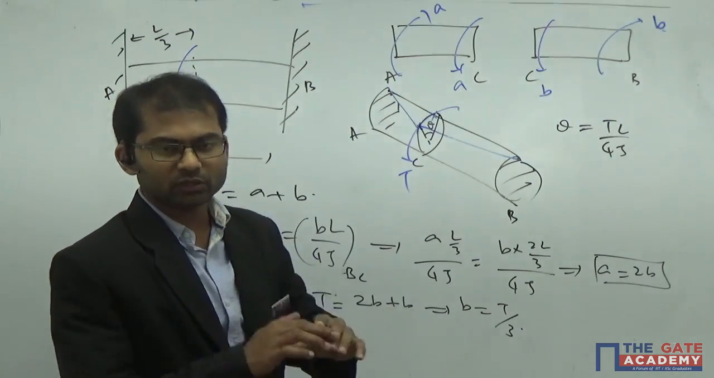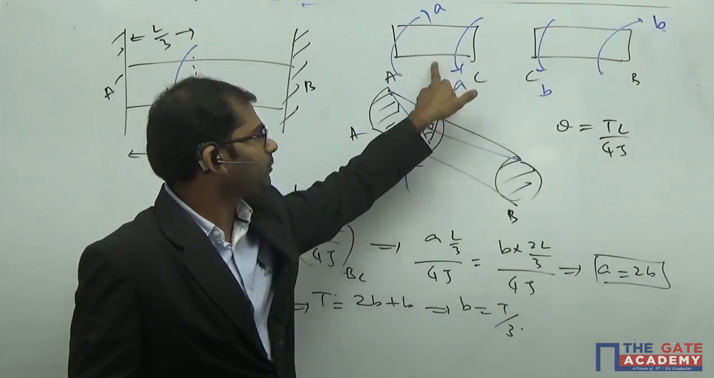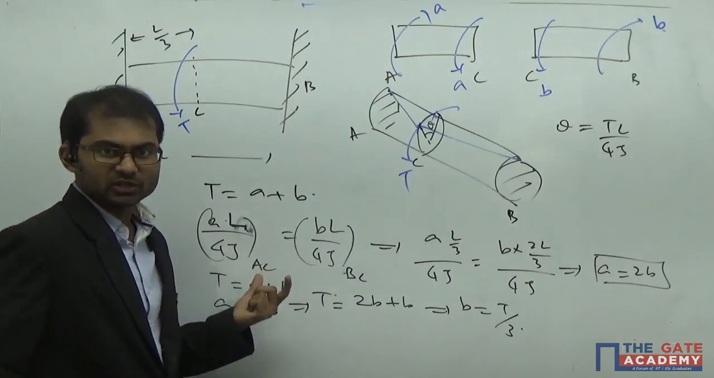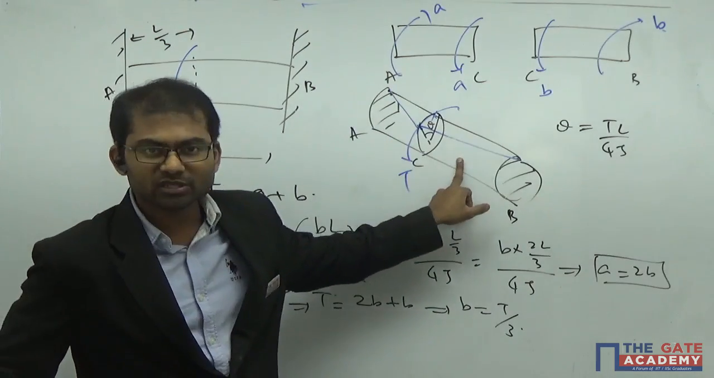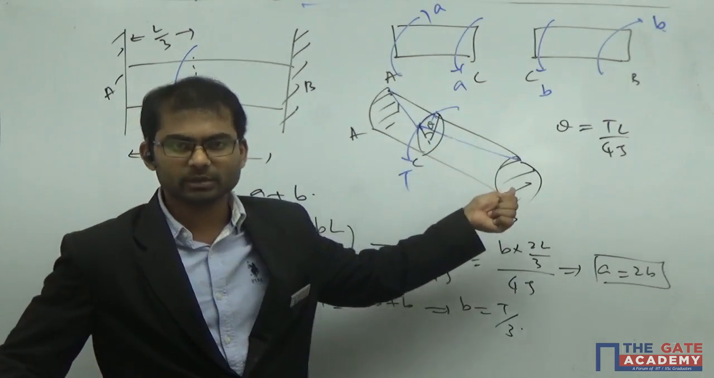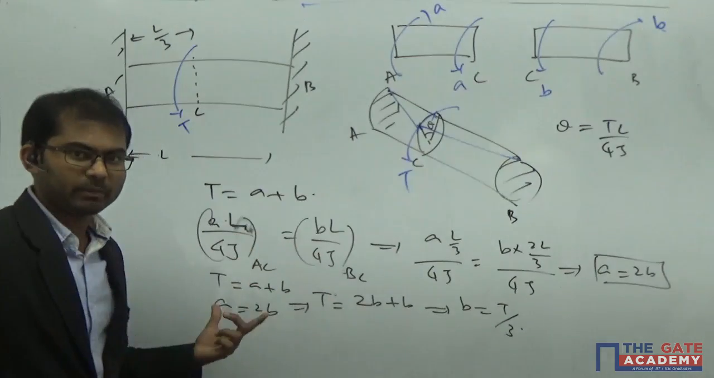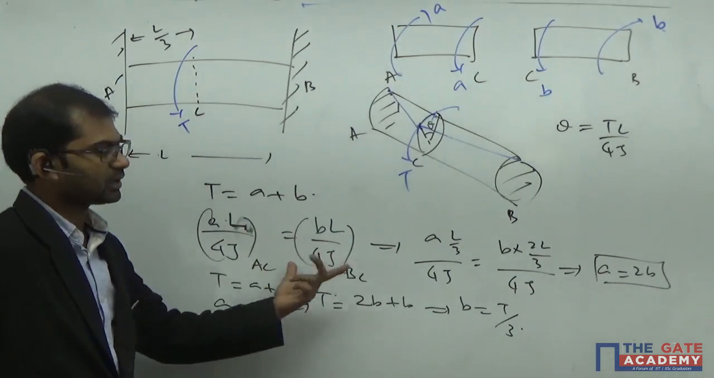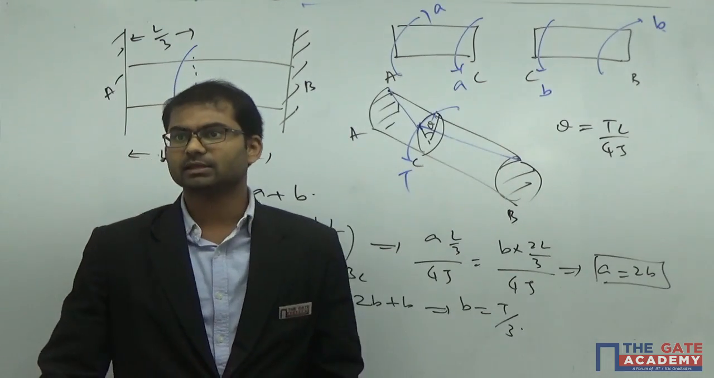So T is the total torque, some part of which is on the left part and some part on the right part. T is equal to A plus B here. In this case, we observe that the angle of twist will be the same in both sections. So we take the angle of twist to be the same in both sections. That is the compatibility condition, and it gives rise to this formula. Using these two equations, you can get the corresponding torques and the answer.